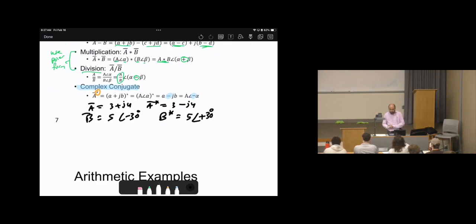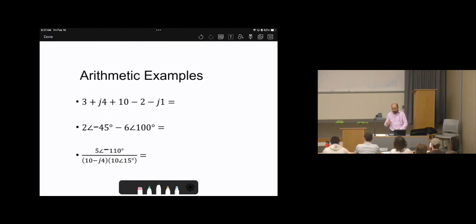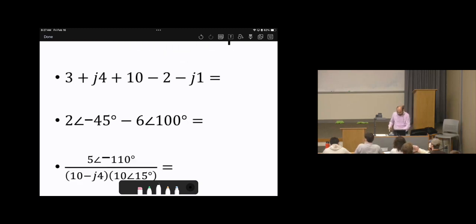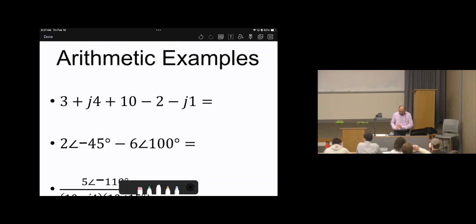Now, let's do some examples for practicing, like how to do polar to rectangular, rectangular to polar, and some arithmetic analysis. So the first one: 3 plus J4 plus 10 minus 2 minus J1. How can we solve this? Basically, it is addition and subtraction. There is no multiplication or division in the first one. So the best thing is to make sure everything is in rectangular coordinates.